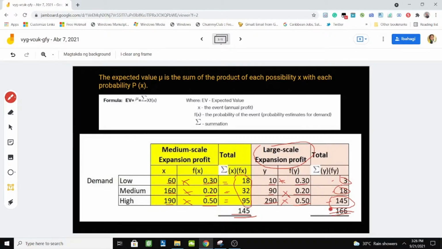So therefore, the company's CEO will choose this large scale expansion profit in order to maximize the profit of the company.